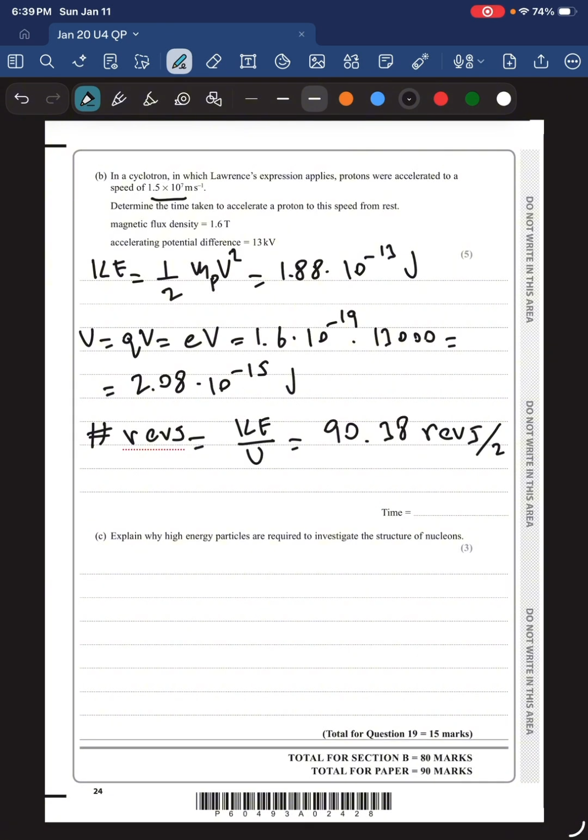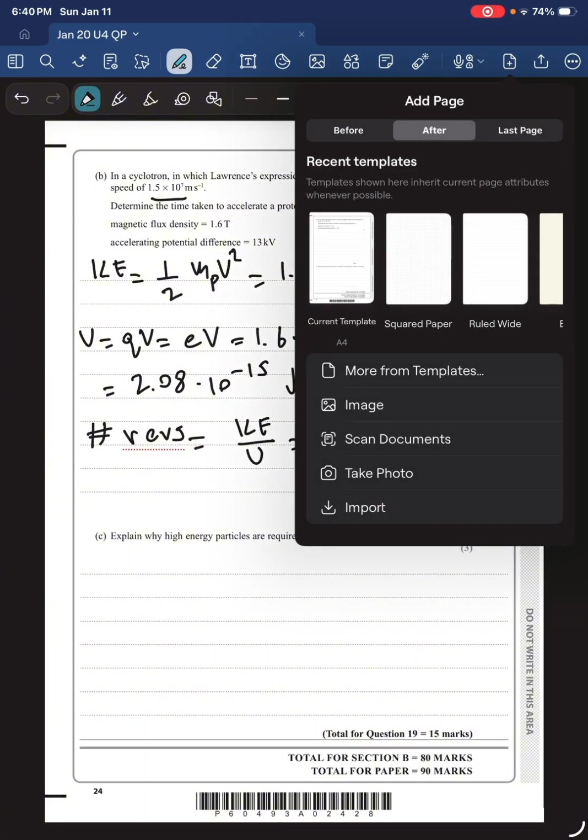Why? Let me see if I can justify this. Because it gets accelerated twice, right? We have to account for the fact that it undergoes half a revolution, and then it gets accelerated. So let me write it down. Maybe it makes sense. Maybe I don't make sense.